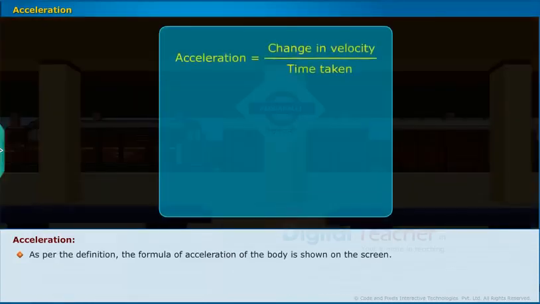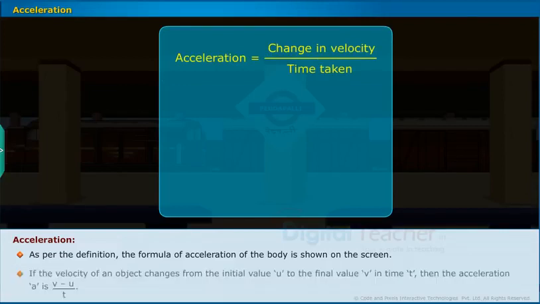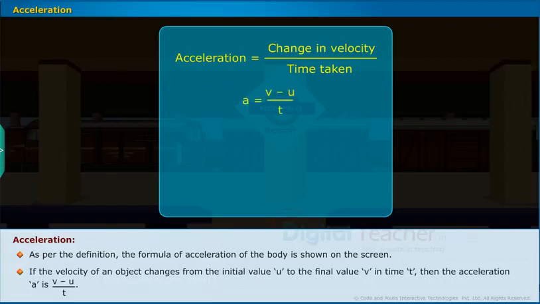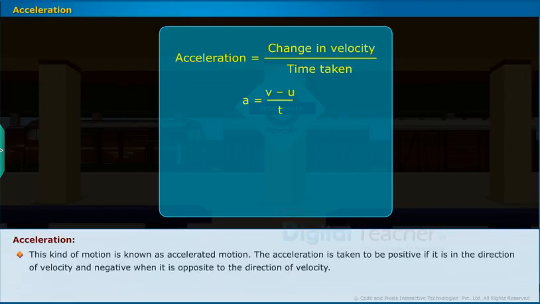As per the definition, the formula of acceleration of the body is shown on the screen. If the velocity of an object changes from the initial value u to the final value v in time t, then the acceleration a is (v minus u) divided by t. This kind of motion is known as accelerated motion. The acceleration is taken to be positive if it is in the direction of velocity and negative when it is opposite to the direction of velocity.